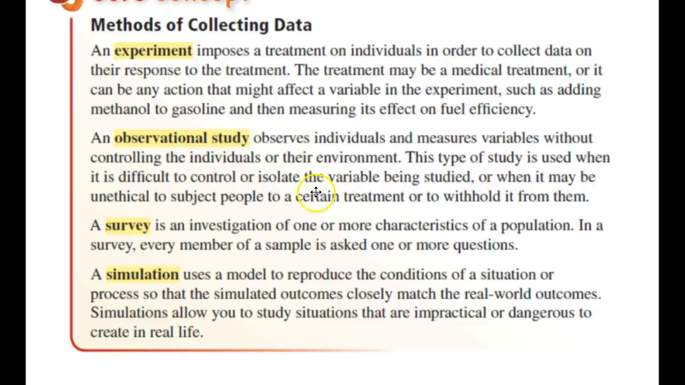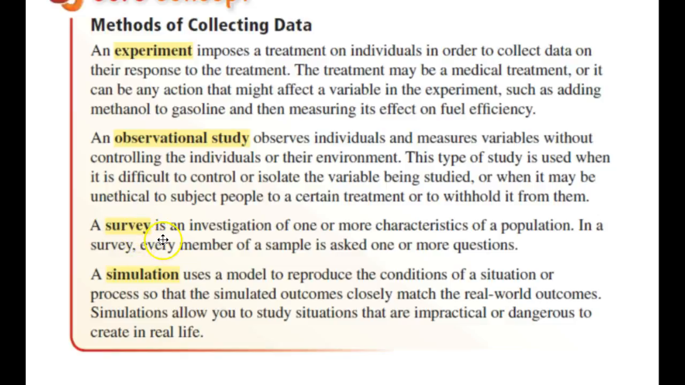This is often used when it's difficult to isolate the variable being studied, or if we're doing treatments that it's not ethical to do, to withhold like food or water or certain medications. That's not an ethical thing, so we can just use observational studies. Oftentimes we see surveys. Surveys is where we deal with one or more characteristics of our population, and the survey is just where you're asked questions.